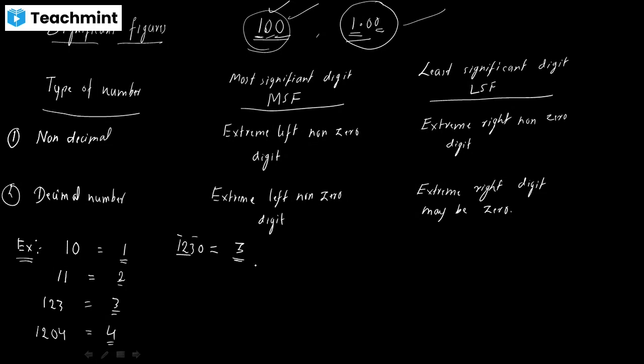Suppose you have 1, 2, 0, 3, 0. Now, in this case, extreme left is 1. Extreme right non-zero is 3. So in between 1 and 3, how many digits are there? 4. So the answer is 4. Whether people understood this? Non-decimal numbers, how to find out the significant figures, students?